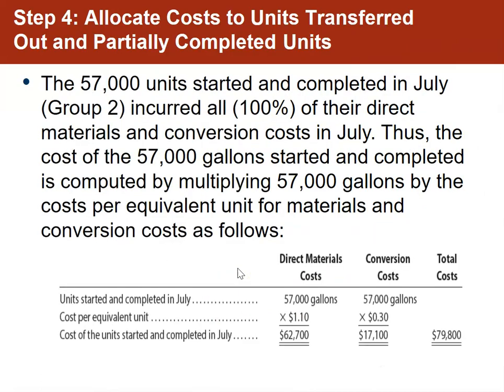Group two is probably the easiest to calculate. We had 57,000 units that were started and completed in the month of July. So we just multiply 57,000 times the $1.10 per equivalent unit cost for materials. That'll give us the 62.7. Then we have our conversion costs. These 57,000 gallons are 100% complete as to conversion cost, so we multiply by our July figure of 30 cents. We come up with 17.1. We add these two numbers together, and that gives us 79.8.